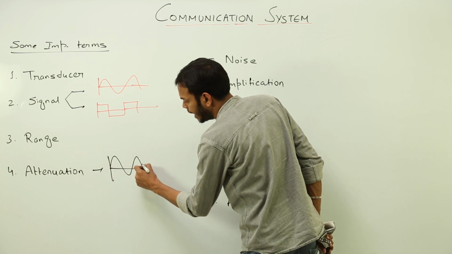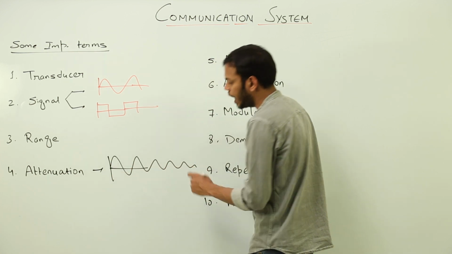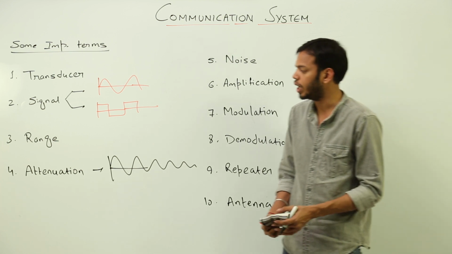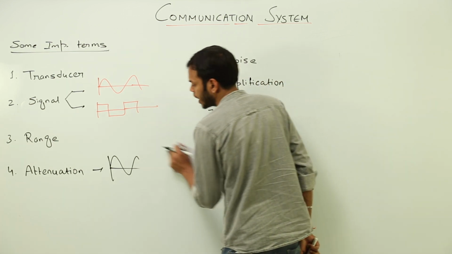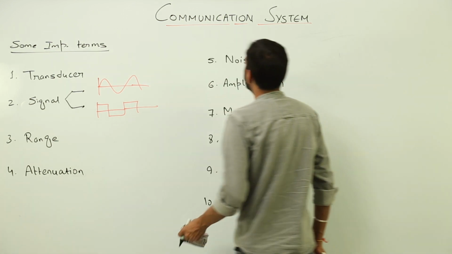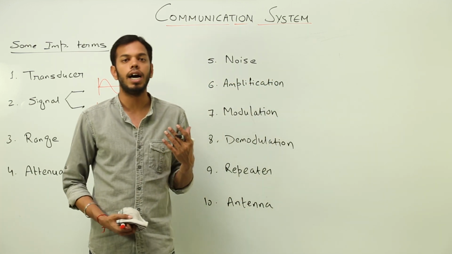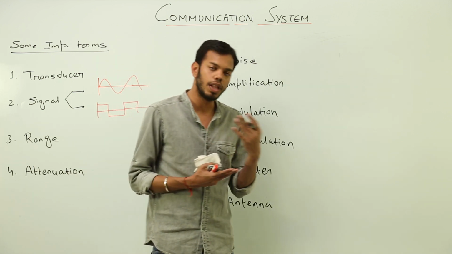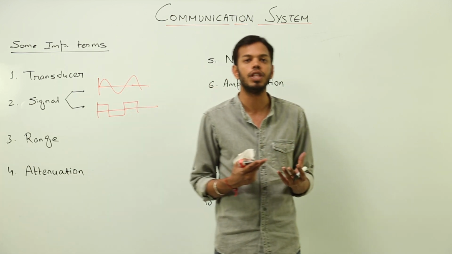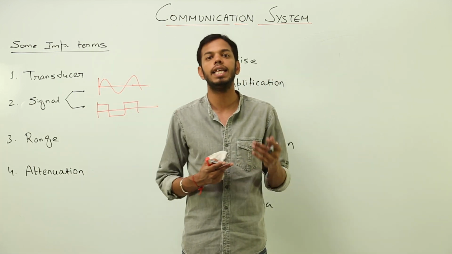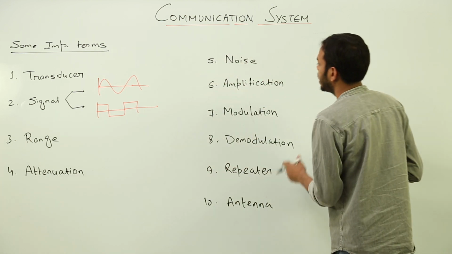A signal initially high in amplitude loses energy after covering some distance. That is called attenuation, the loss of strength of the signal. Then noise. Noise is a kind of pollution. Noise is unwanted signal which, without intention, gets mixed up with the audio signal and creates disturbance.